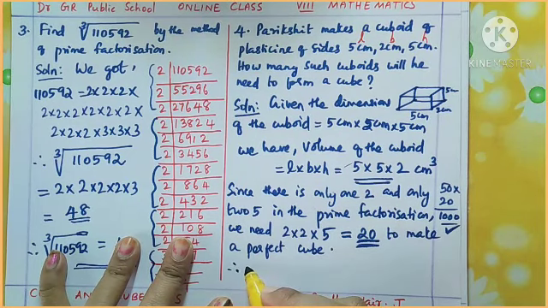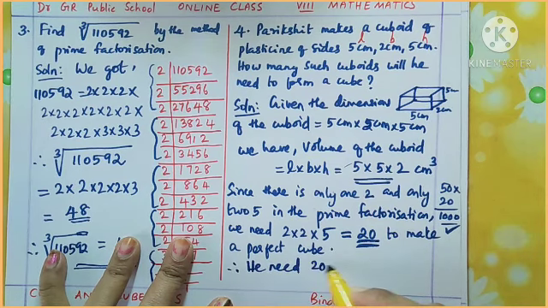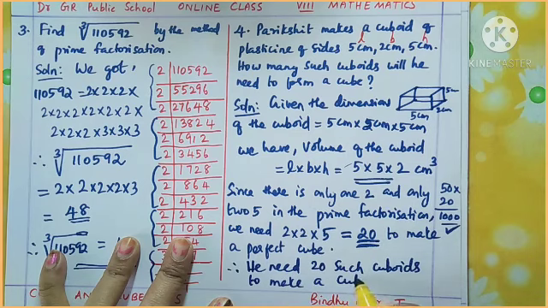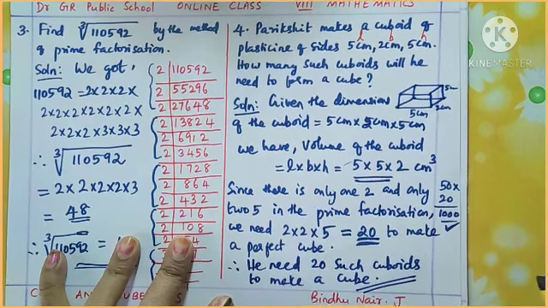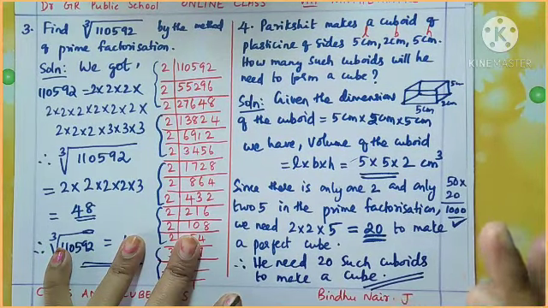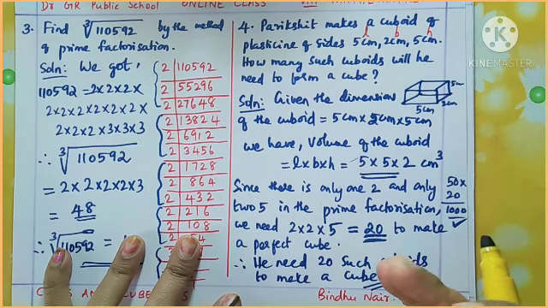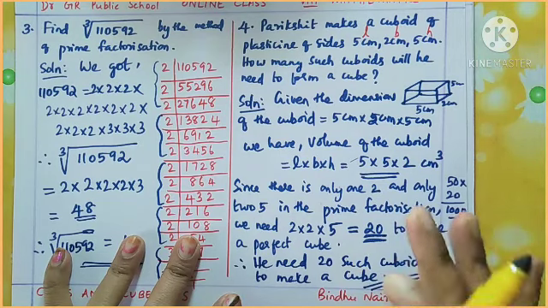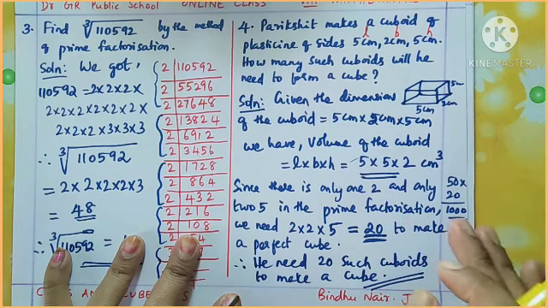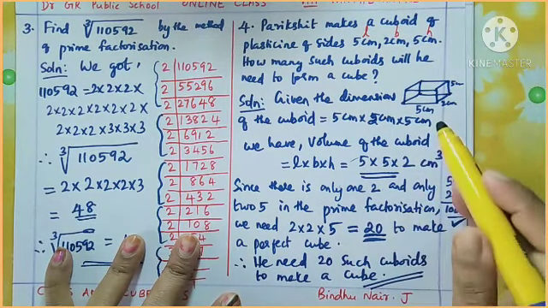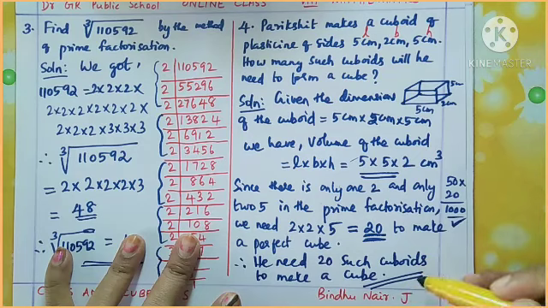Therefore, he needs 20 such cuboids to make a cube. So that is our final answer. Okay. So here actually the meaning of the question is, how many factors are necessary to convert this given number into a cube? Okay. So we need how many? 20 cuboids in the arrangement to convert this into a cube.